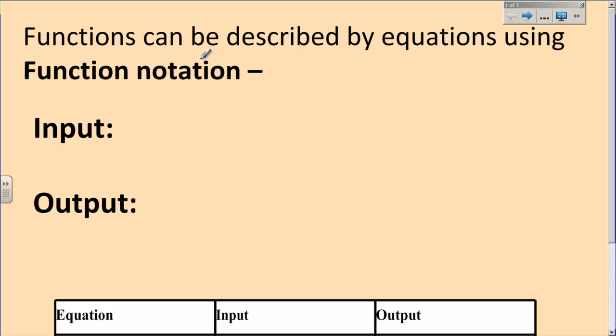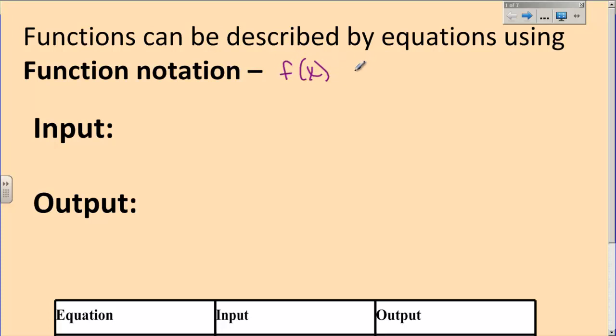So functions can be described by equations. We've done it all along. Every time we write an equation, as long as it meets the definition of a function, it's been a function. But we can also write it as a function using what's called function notation, which looks like this. And that is pronounced f of x, because what it means is that I have a function of x, which means I have something that depends on x.